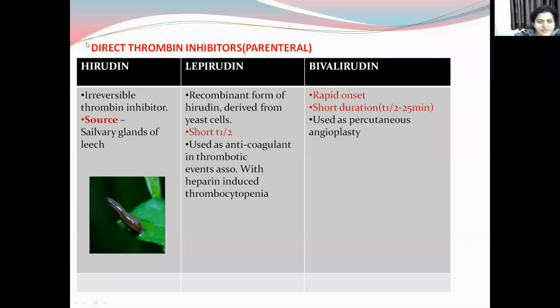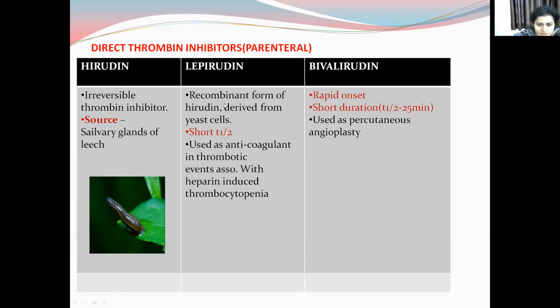Now coming to classification. Direct thrombin inhibitors are all given through the parenteral route, and that includes hirudin, lepirudin and bivalirudin. Hirudin is an irreversible thrombin inhibitor. The source of hirudin is the salivary glands of the leech. Then lepirudin is a recombinant form of hirudin. It is derived from yeast cells and the drug has a short half-life.